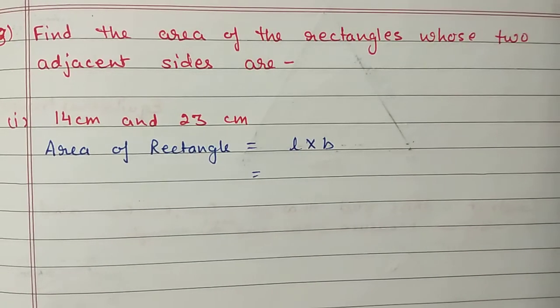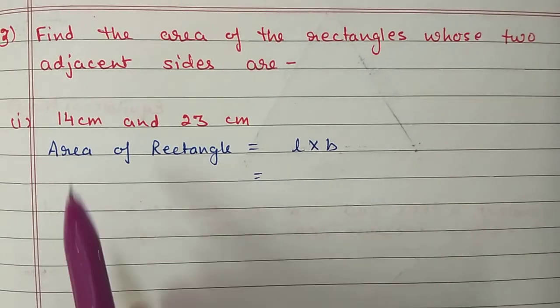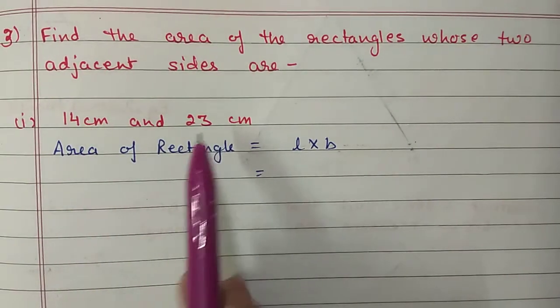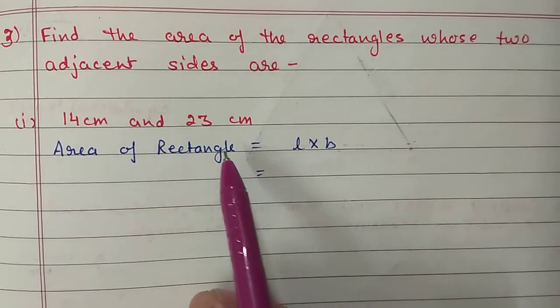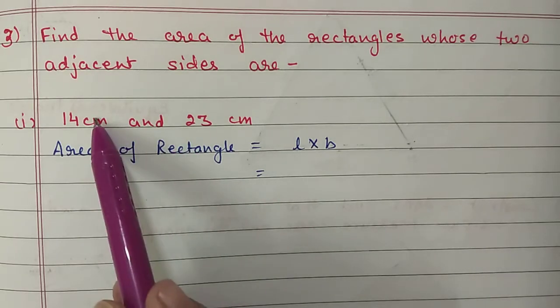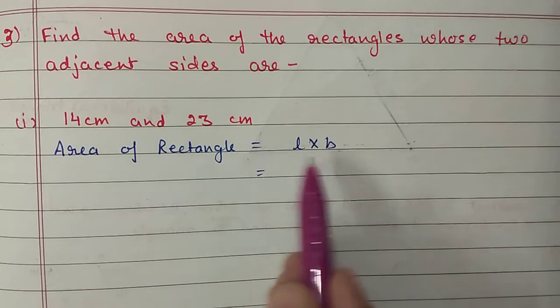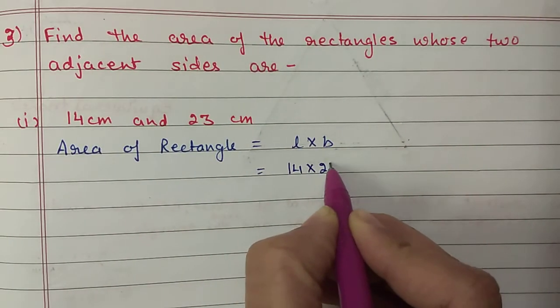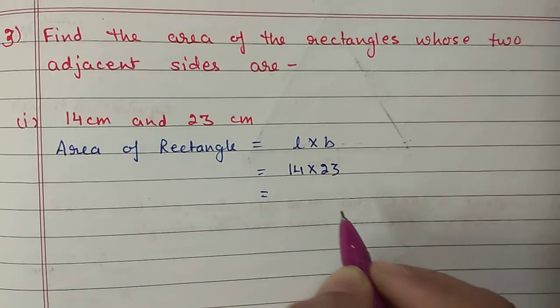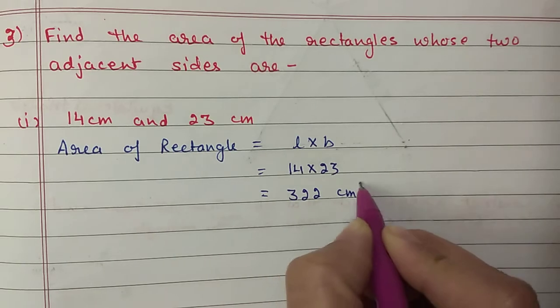Next, question number 3: find the area of the rectangle whose adjacent sides are 14 centimeter and 23 centimeter. The units are the same. Any one side you can take as length, another one you can take as breadth. Two sides means one is length, another one is breadth. So the area of a rectangle formula is length into breadth, 14 into 23, which is equal to 322 centimeter square.